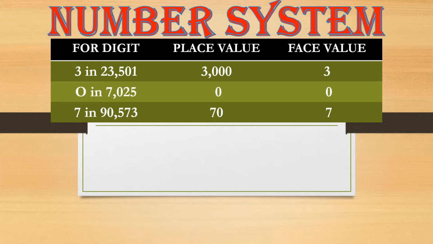In a number, the place value of any digit is the value of that digit according to its position in the number, whereas the face value of every digit used in that number is the digit itself.